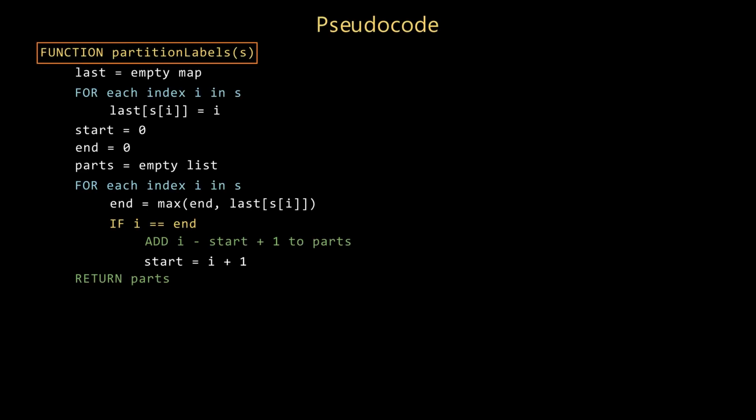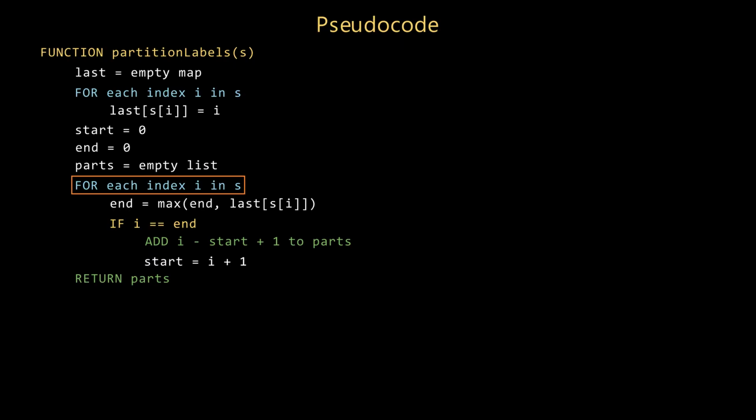Define partition labels on the input string. Create a map for the last index of each letter. First pass, visit every index in the string. Store this index as the latest position for the current letter. Set start to the beginning of the current partition. Set end to the current partition boundary. Create an empty list for partition sizes.